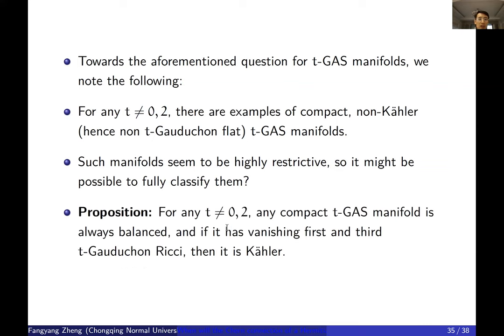But for the AK theorem, what we could prove so far is the following weak result, namely, first of all, such examples are always balanced. This is kind of easy to show. If it has vanishing first and third Ricci, then it will be flat, therefore Kähler by the Lafontaine-Stanfield theorem. But if you drop the first Ricci and just have the third Ricci remaining, then I don't know. We don't know how to prove it. So this is just a partial result.